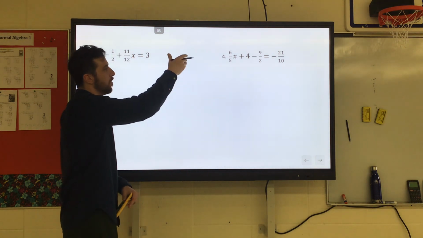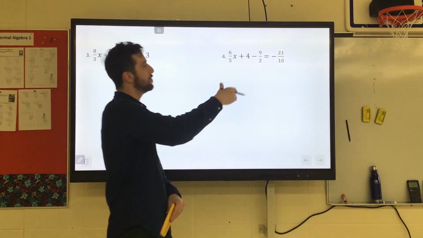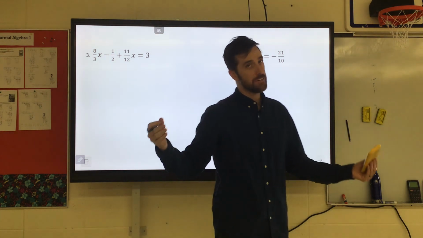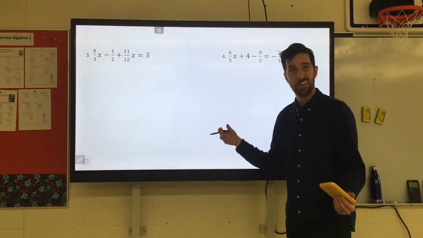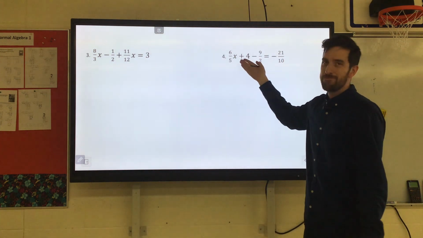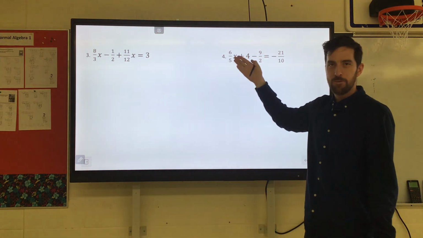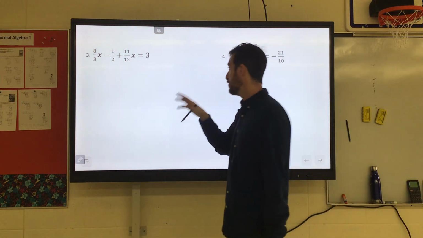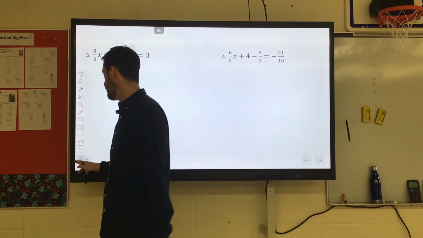Oh, wow. We have 5, we have 2, we have 10. All we care about are the denominators. This 4 doesn't make a difference. Its denominator would be 1 if there was one. But we need a number that 5, 2, and 10 all go into.